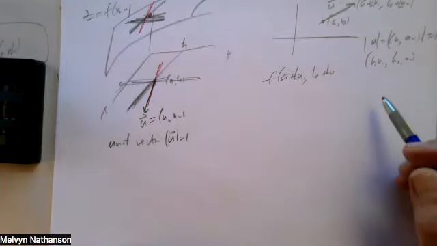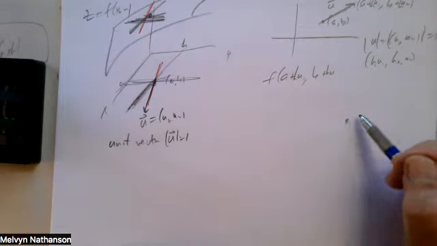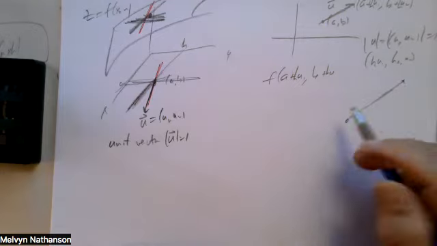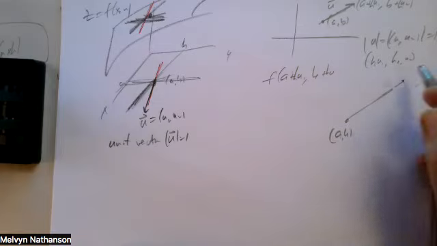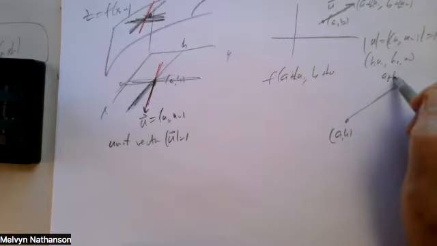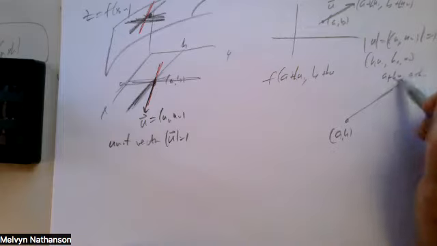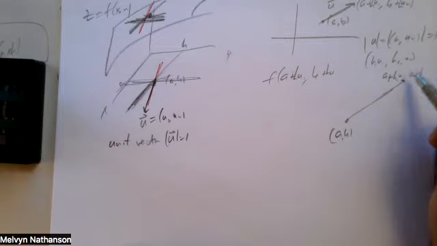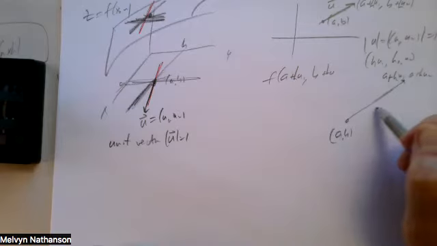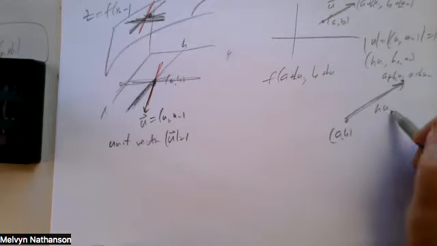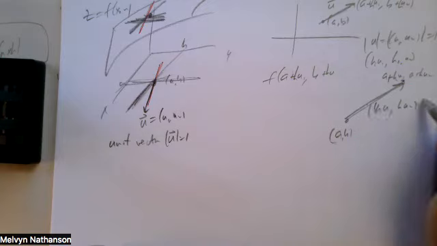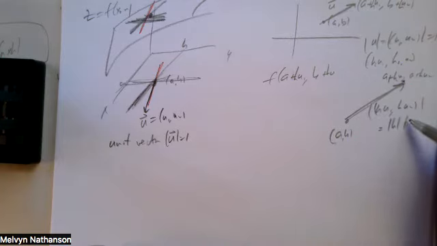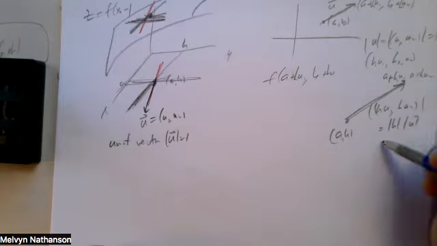So let me draw a better picture of this. Here is AB, and here is A plus hu1, A plus hu2. So this vector has coordinates hu1, hu2. And the length of that vector is just the absolute value of h times the length of u, which is just the absolute value of h, because this is a unit vector.